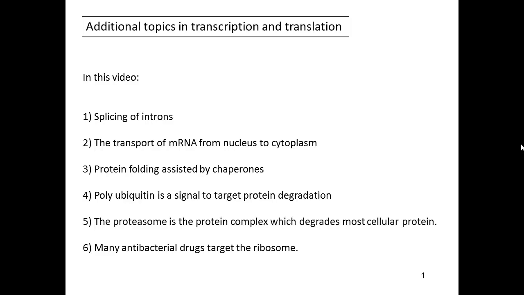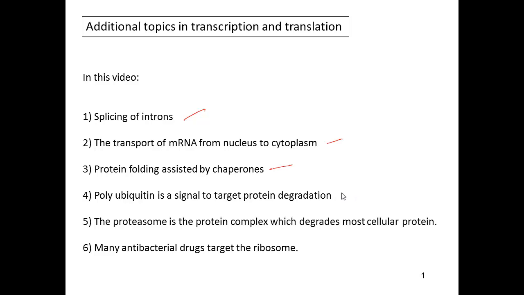To conclude our discussion of gene expression, transcription and translation, we have a few topics that will round out our perspective on the entire process. That includes talking about the way that introns are spliced out of the initially synthesized eukaryotic mRNAs, the transport of mRNA from the nucleus to the cytoplasm. We'll talk about how protein folding can be assisted by chaperones.